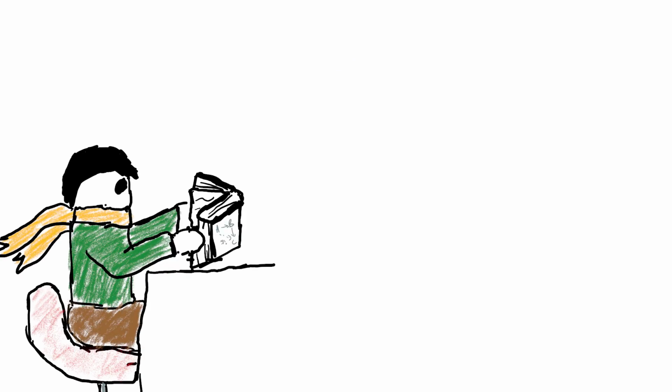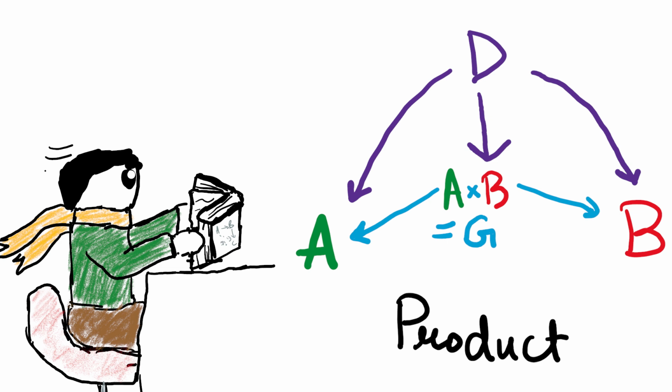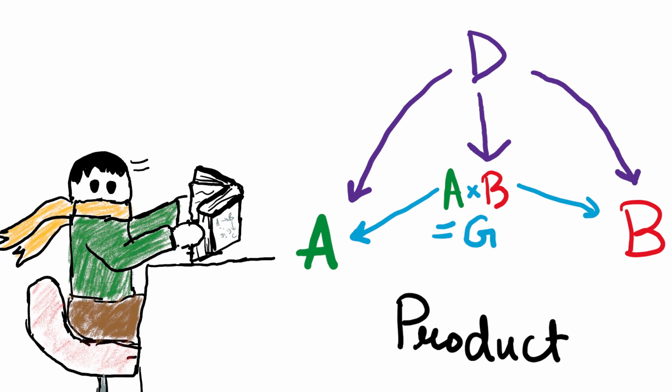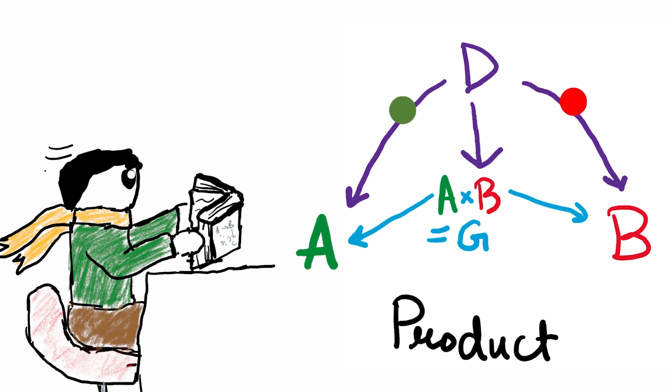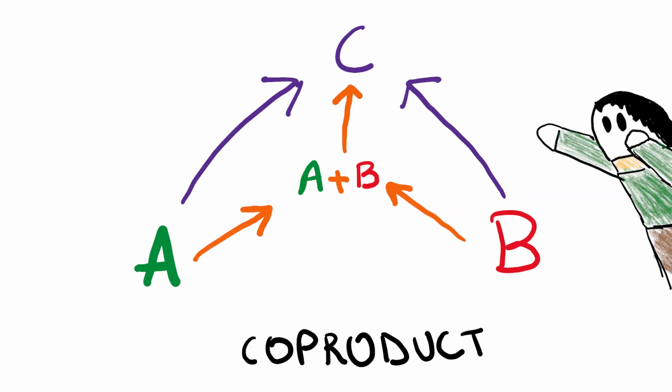If you pick up any book in category theory, you'll find that this construction defines what is called the product of A and B. The product is a unique object which stands before A and B like a bodyguard. So if you want to go to A and B, then you have to go through, or as category theorists say it, factor through G. Flipping all the arrows around in this diagram gives us what is called a coproduct.